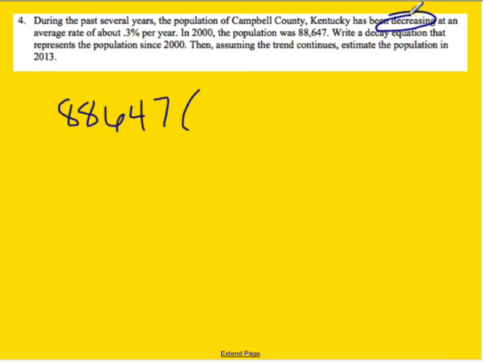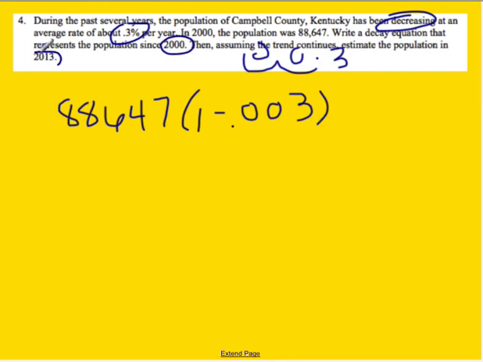So then it's going down 0.3% per year. I don't care if the percent is actually a decimal. You still need to convert it to a decimal from the percent. So my rate is actually 0.003. So that is what I'm subtracting off. And then you're going to raise that to the 2013 minus 2000. So we need to figure out how many years pass between 2000 and 2013. And that's going to be 13 years.